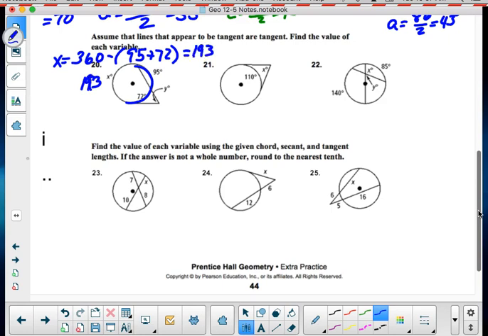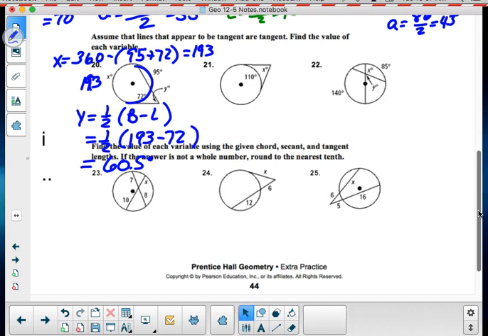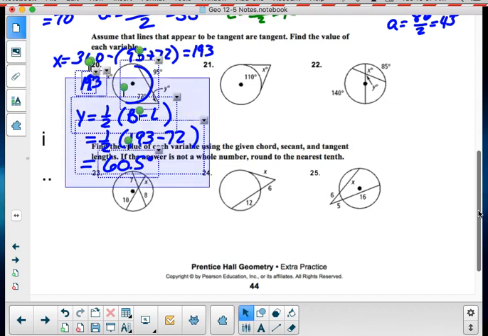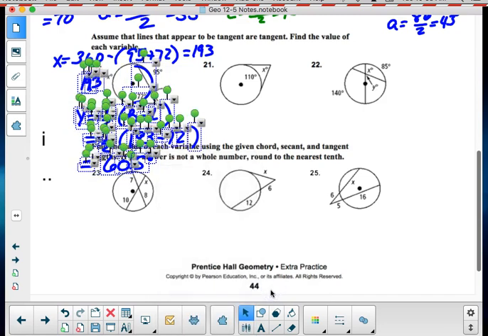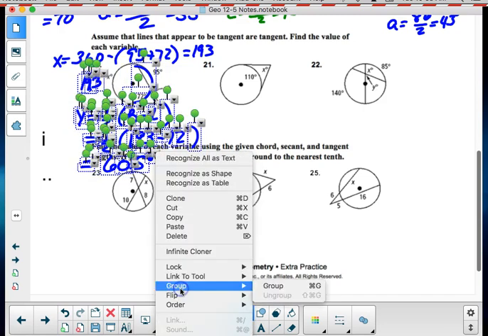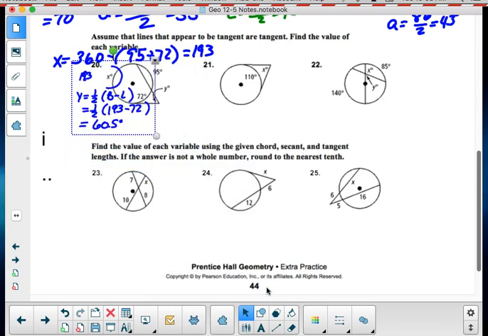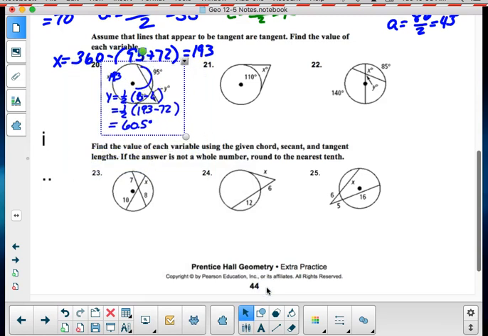Make that a better 9. So now I've got big minus little, so my y is 1/2 of big minus little, and I've got 1/2 of 193 minus 72, and that's going to equal 60.5 when I'm done. Okay, we're just going to group those together and we're moving on.